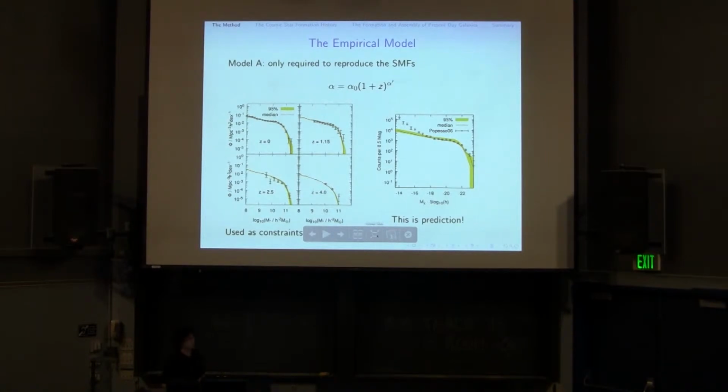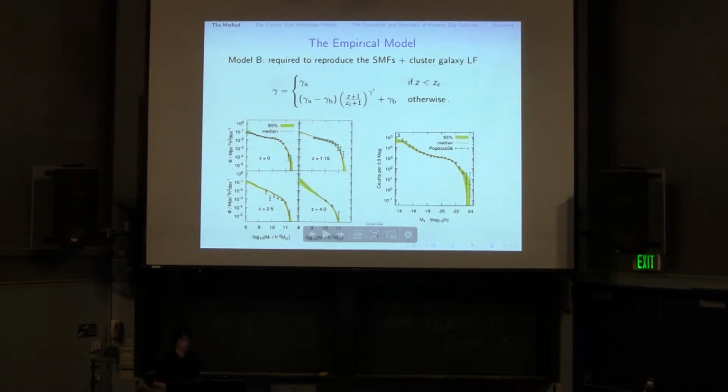I'm going to present two models. Model A is constructed from the global stellar mass functions. A simple redshift dependence of alpha will make the model work really well. It fits the stellar mass functions quite well. However, this model underpredicts the abundance of cluster dwarfs.